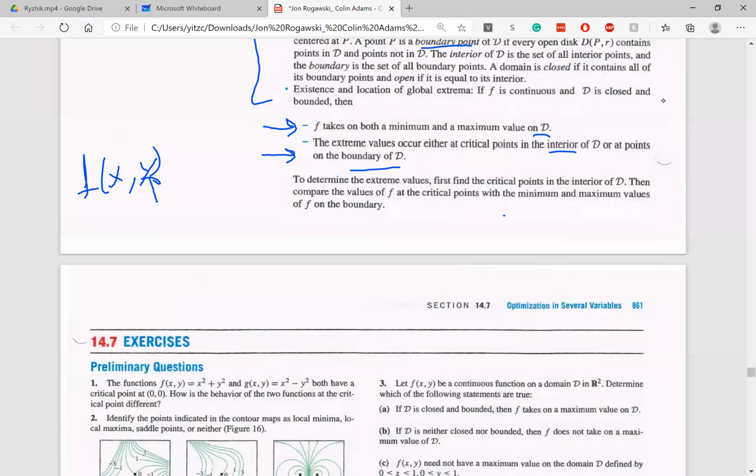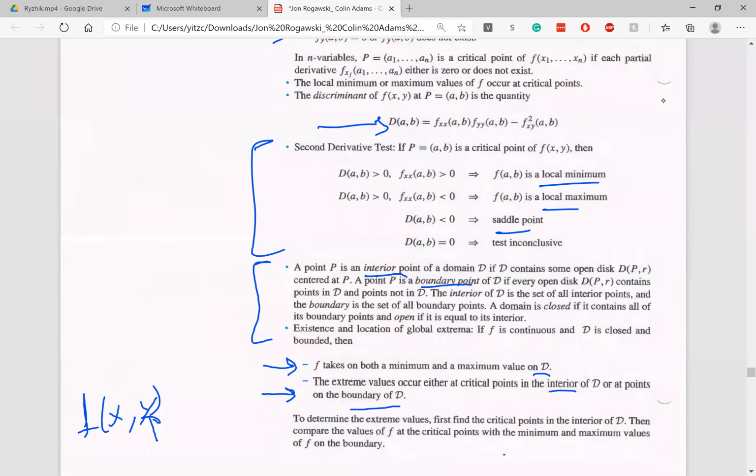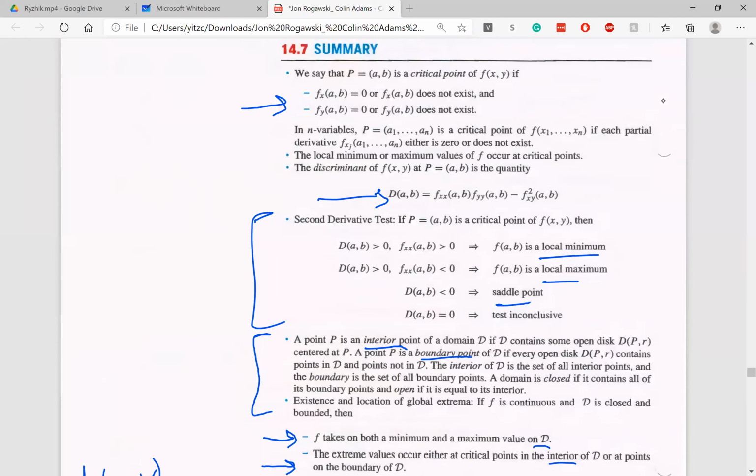Okay, so today we are going to continue with optimization. Let me see something first.